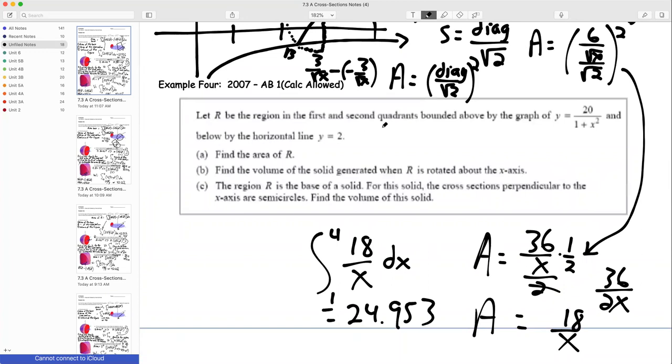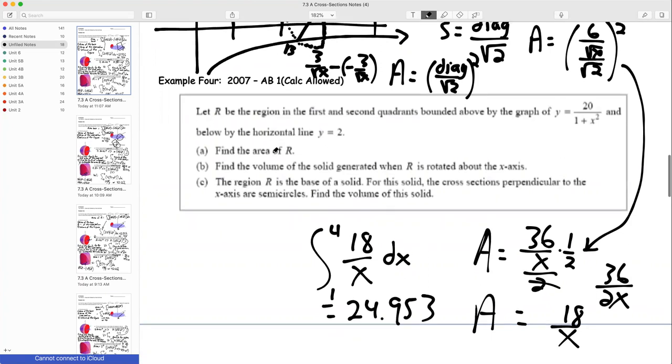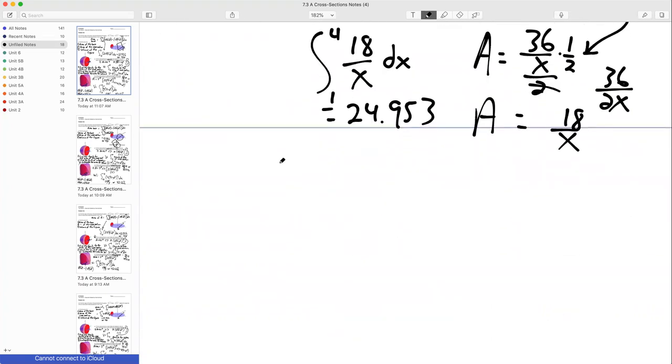Let R be the region in the first and second quadrants bounded above by the graph of y equals 20 over 1 plus x squared and below by the horizontal line y equals 2. First thing I'm gonna do is put this into my calculator. Part A says find the area of R. So let's graph it, and you need to be careful on this one.